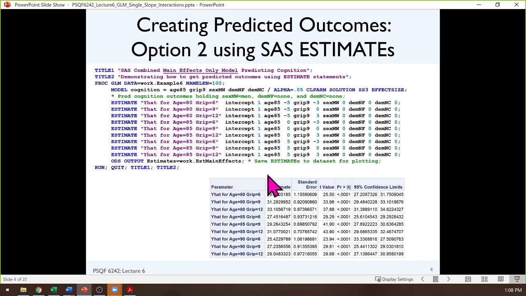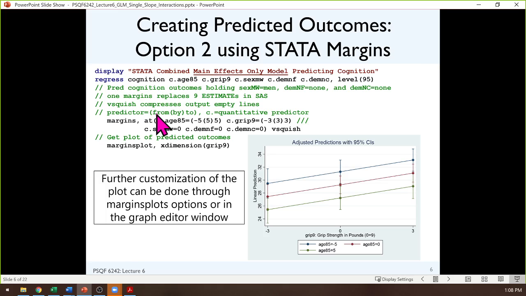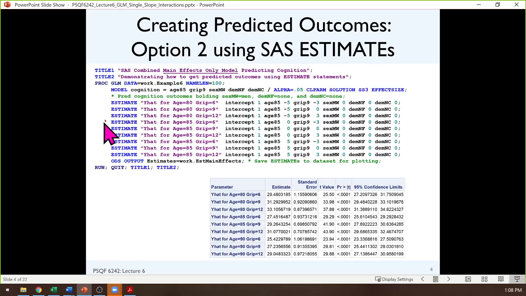So here's an alternative that uses programming to get the same result. And this is what you guys know how to do. And this is first in SAS, and then the Stata version is in a couple slides. So in this model, I am generating 9 estimate statements, which are those 9 different kinds of people, low, medium, and high for age and grip strength. So to do that, I need one of the intercepts. I need a -5 for the value of age, in this case, because I want it for an 80-year-old.